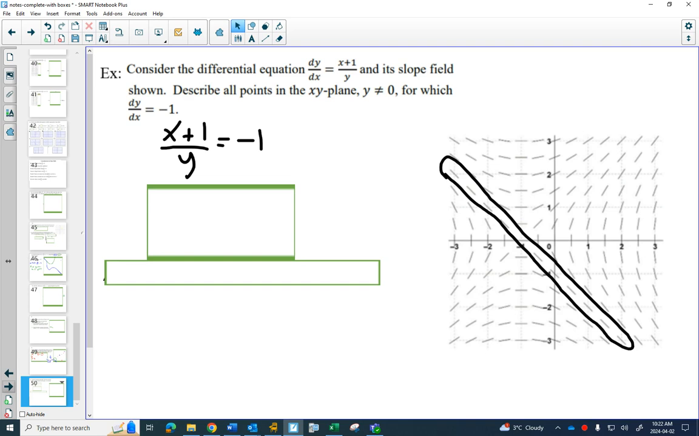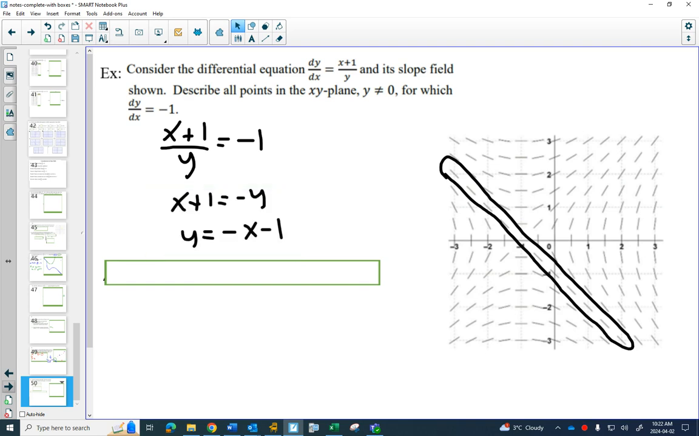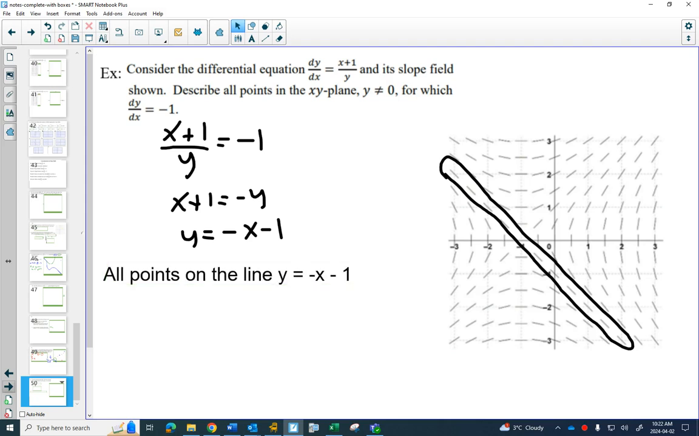Which creates an equation. You can multiply both sides by y, rearrange it, and you have a line. y equals mx plus b, y equals -x minus 1. Does that match up with this line? Sure looks like it does. So all the points on that line would be where your slope is equal to -1.